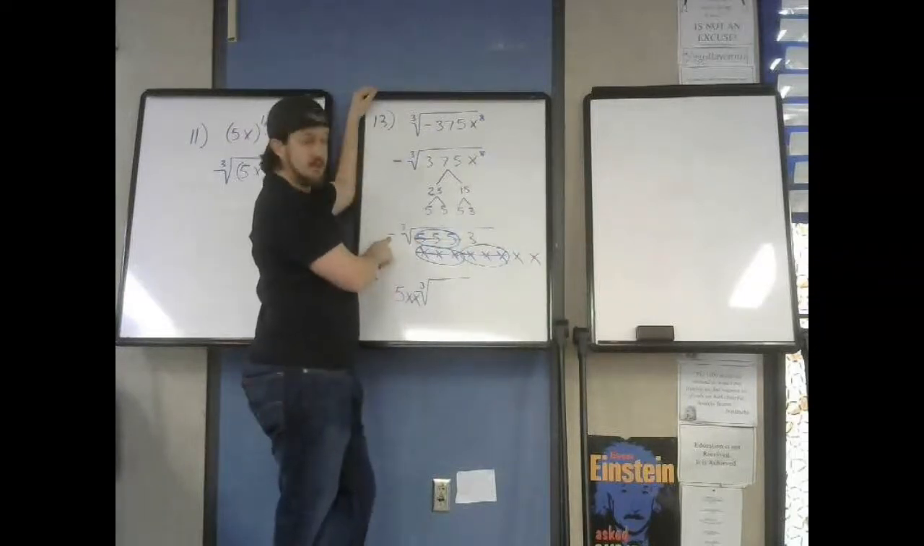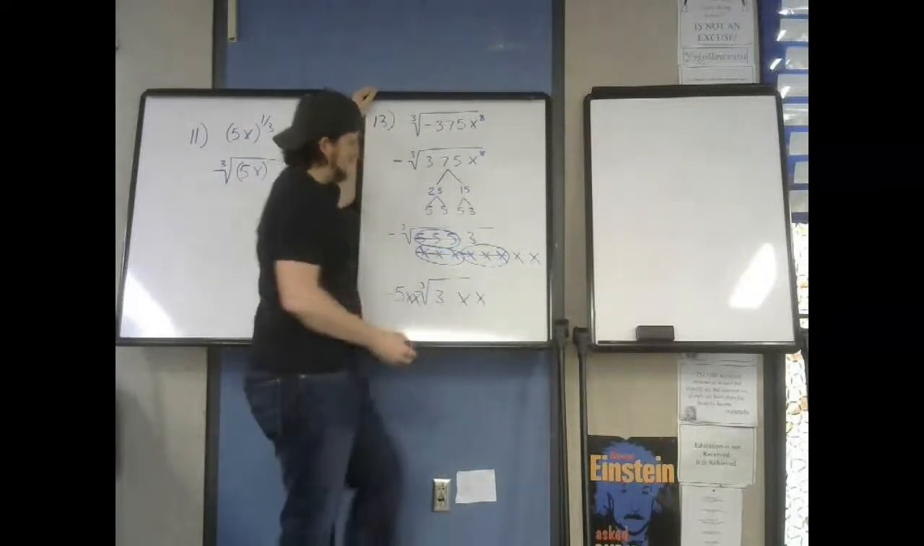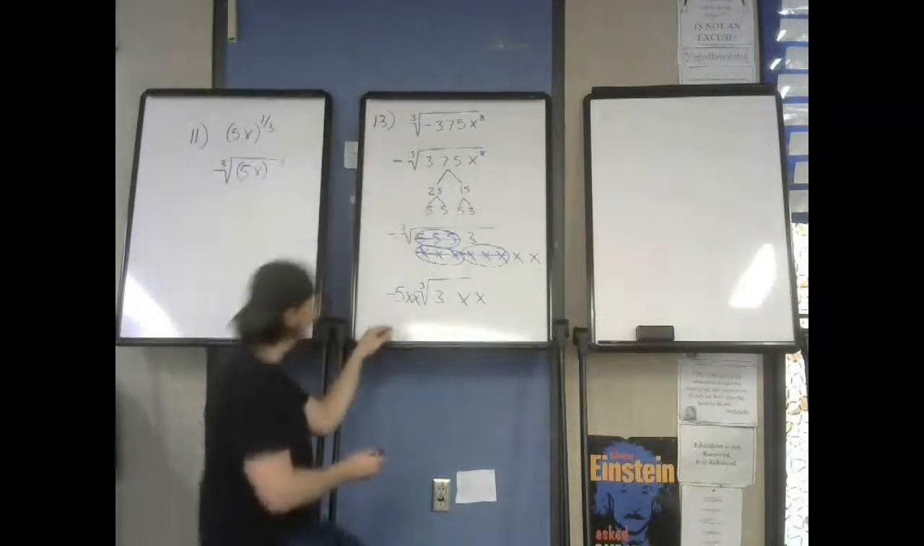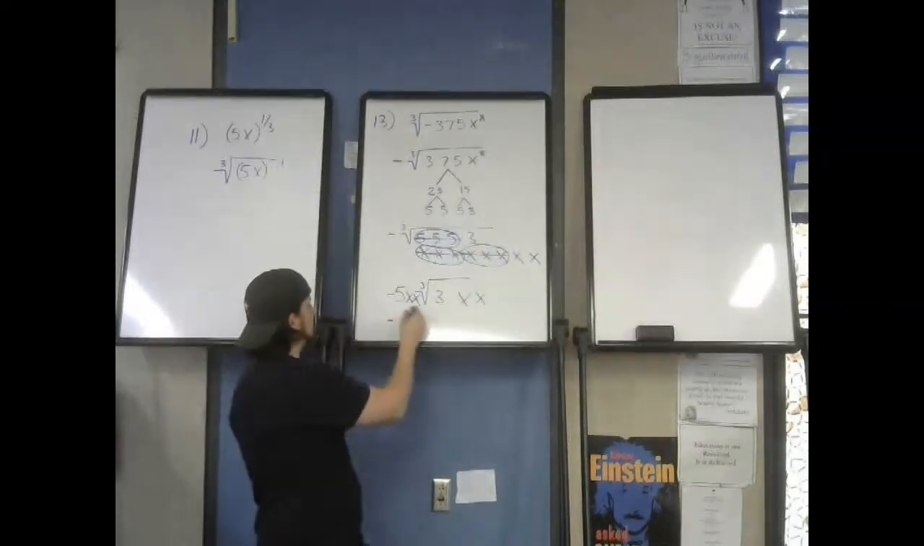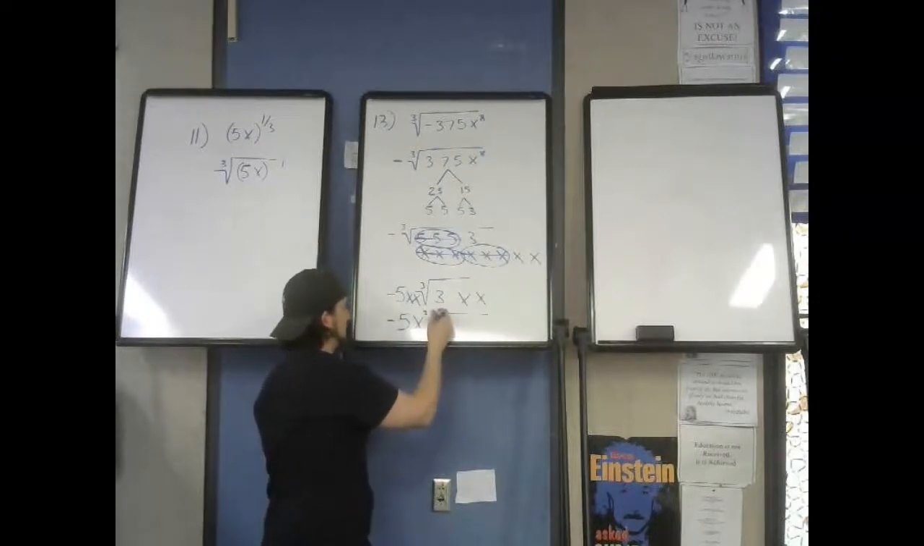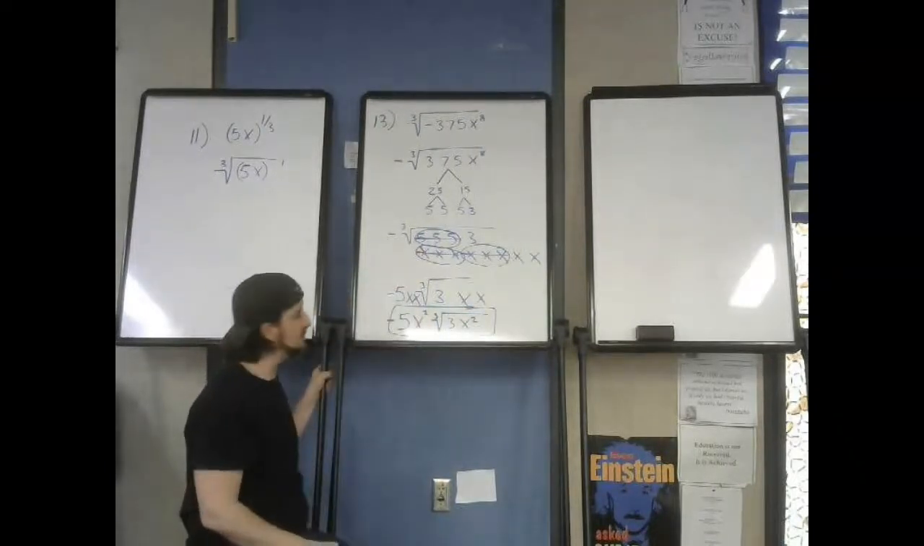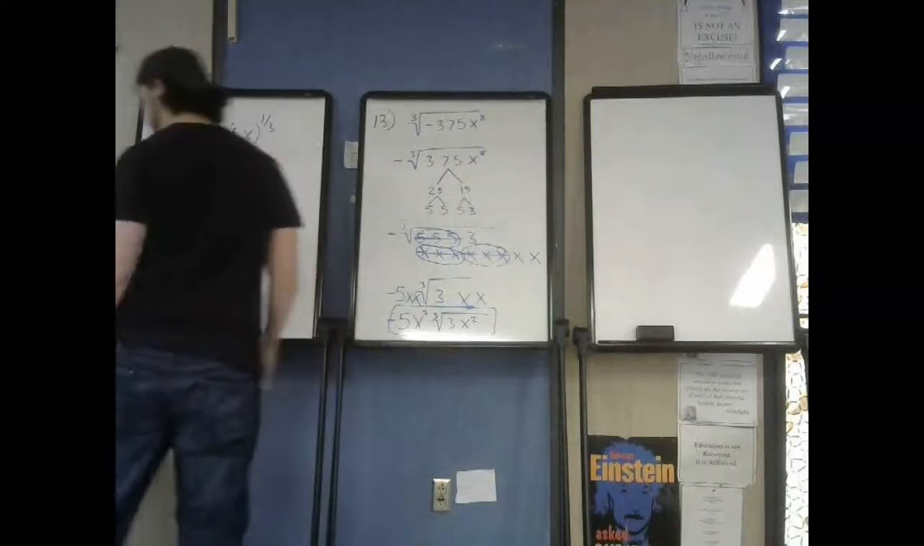And we don't want to forget our negative either, by the way. So what I've got left on the inside is 3 and 2 x's. And then we can simplify this. X times x is x squared. So we end up with 5x squared times the cube root of 3x squared. So that's how we do roots, okay? Let's take a look at another one here.